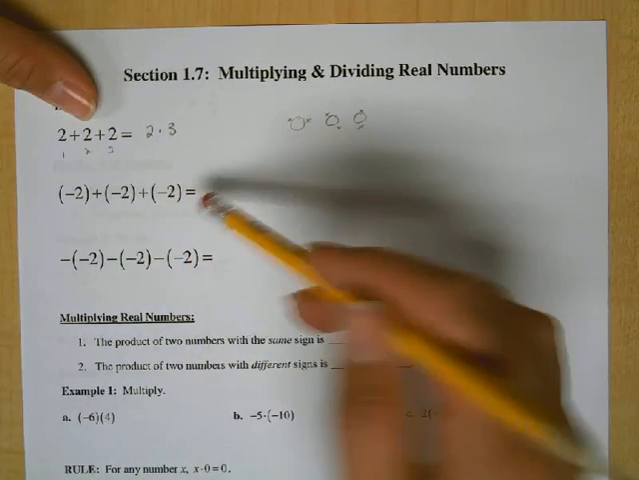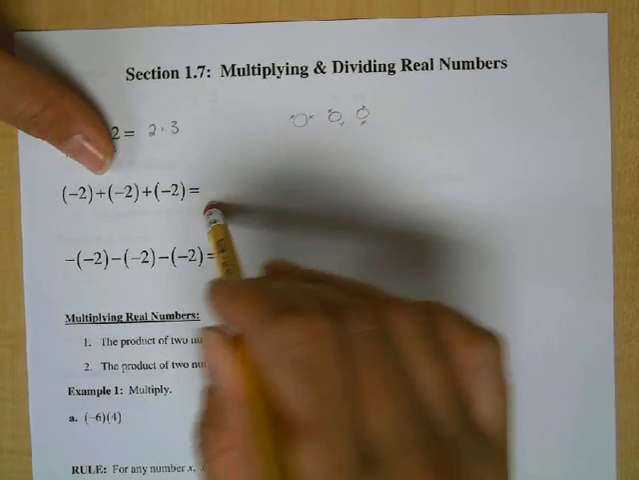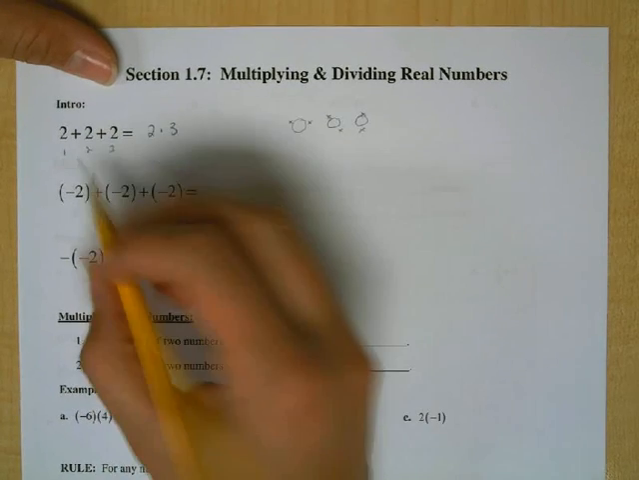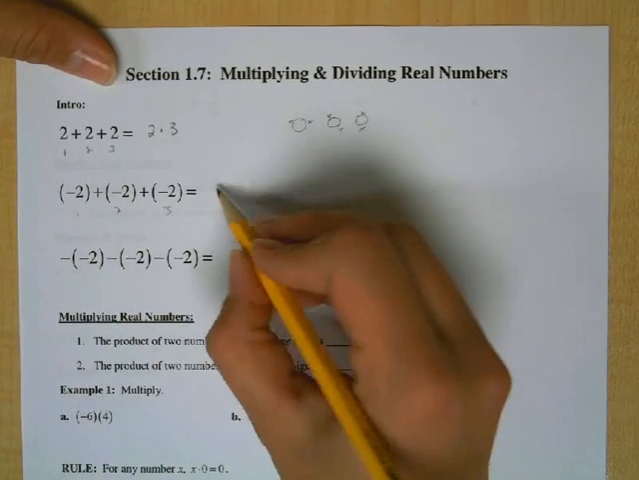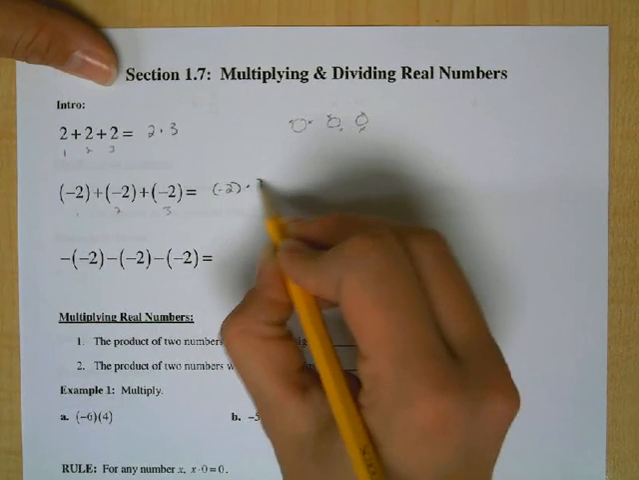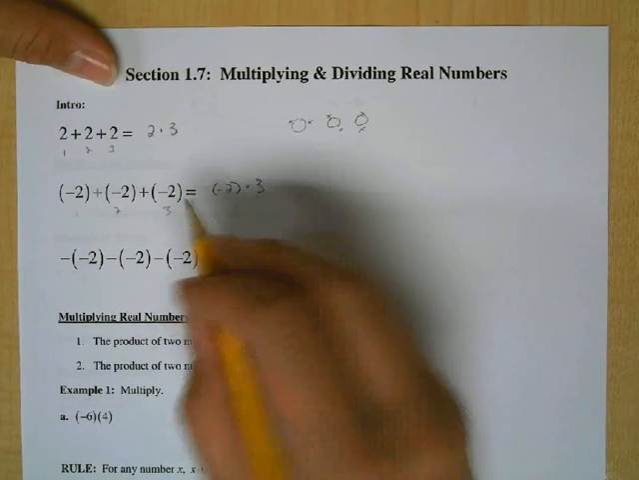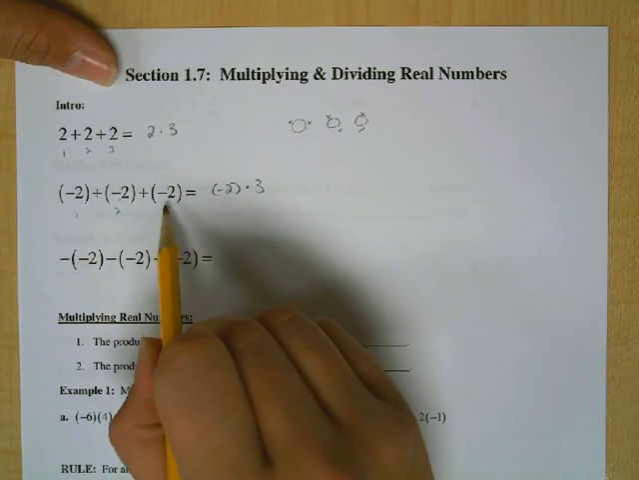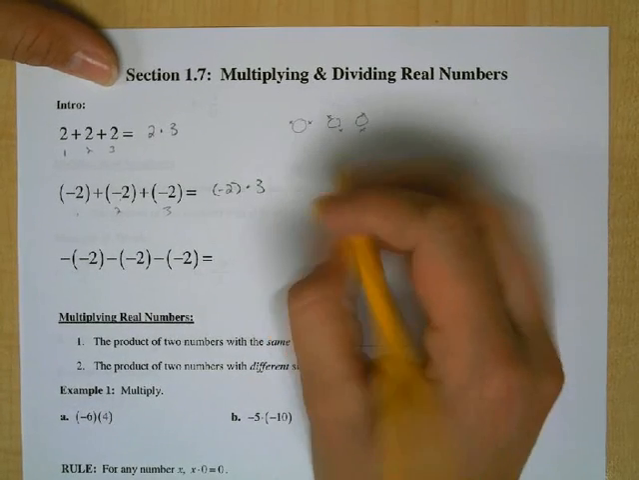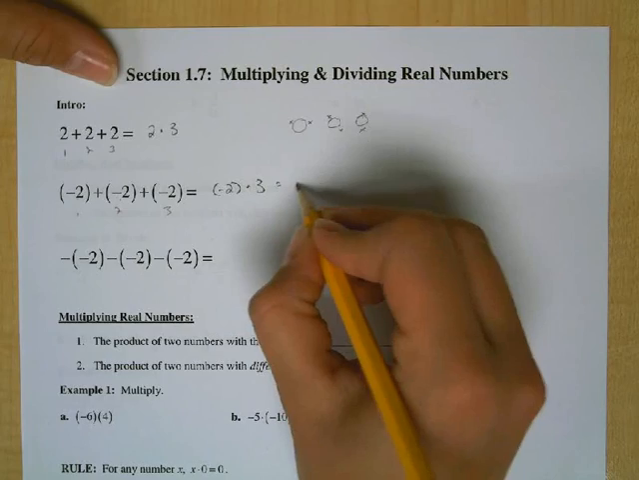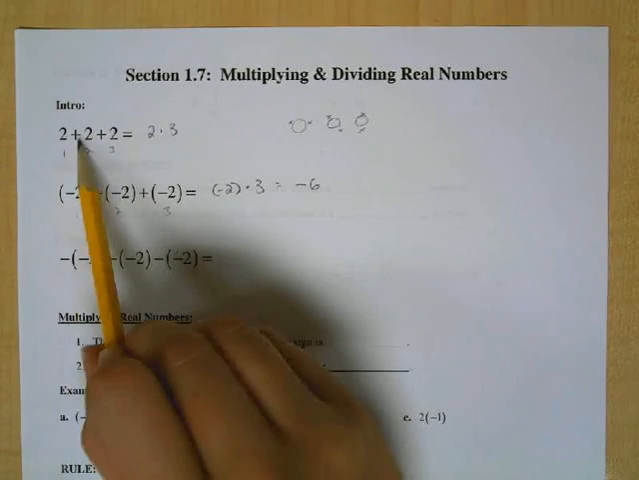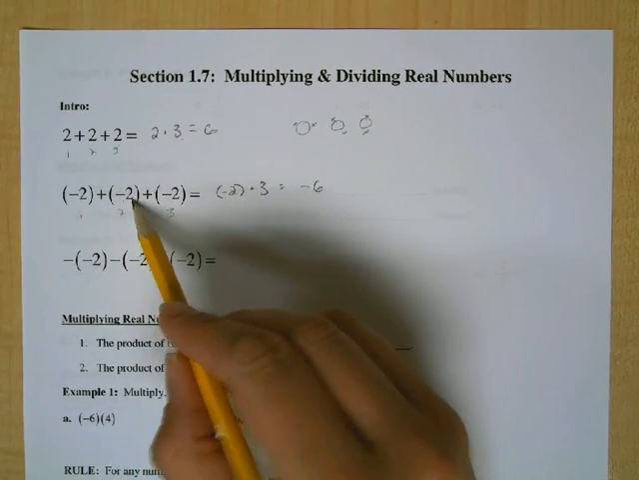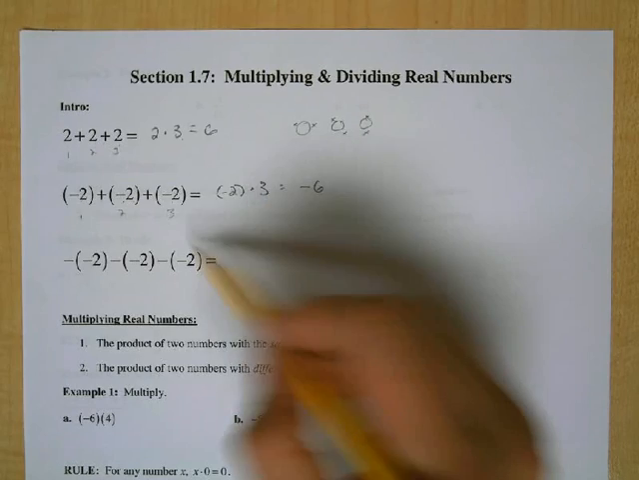The same thing happens when you have integers. When you're looking at negative numbers, it's the same sort of concept. Negative 2 plus negative 2 plus negative 2, I still have 3 of these, so it's going to be negative 2 times 3. If I added that up, I'm going to get negative 6. Same thing happens if I multiply. 2 plus 2 plus 2 is 6, and 2 times 3 is also 6. Negative 2 plus negative 2 plus negative 2 gives me negative 6, and negative 2 times 3 is also negative 6.